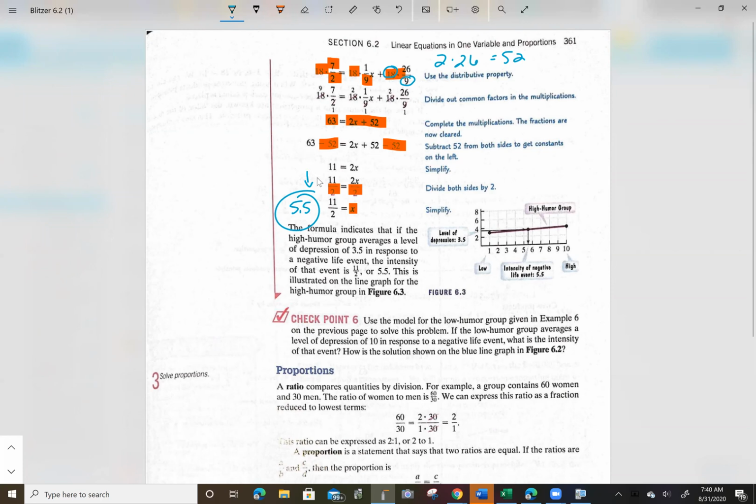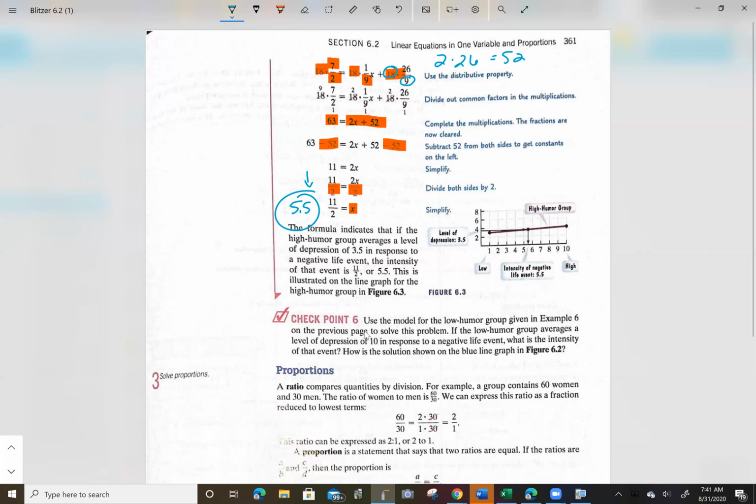So what does our answer mean? Our answer means that if you are a high humor group and you have a negative event of 5.5, which is a little bit above average, then your level of depression is a 3.5. Okay? And in tests, you will be asked to explain what that means.